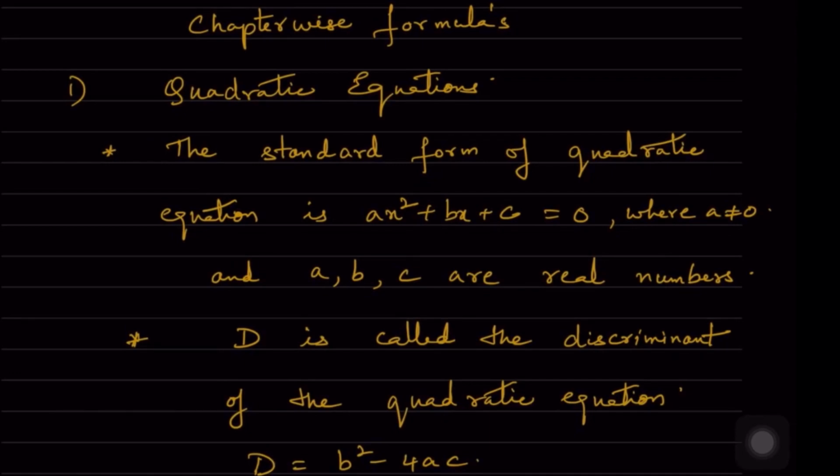to 0. Here a should not be equal to 0. If a is equal to 0, it becomes a linear equation. So remember that it always should have a term a, that is x should be to the power of 2, and a, b, c are real numbers.